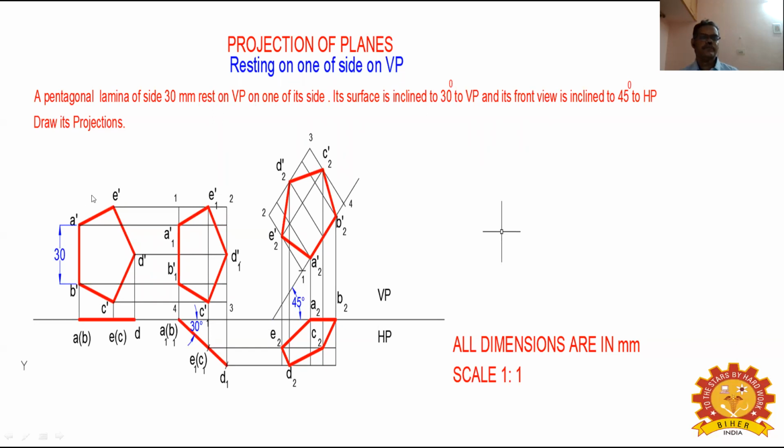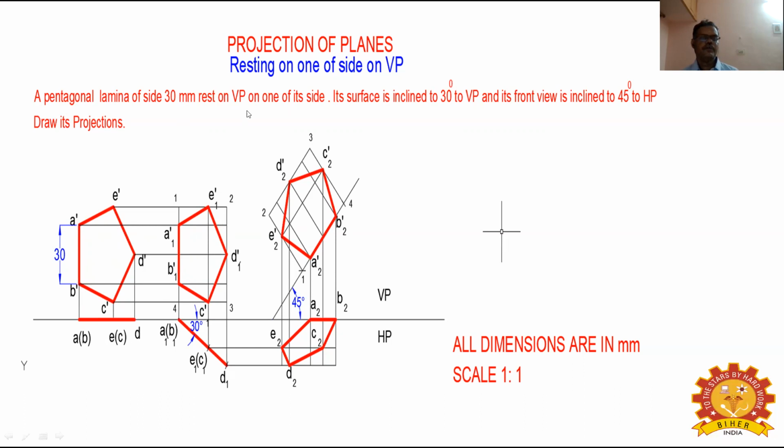Now, because it rests on VP, you have to draw the pentagon such that one of its sides is given. The side AB is resting on VP. So complete this pentagon shape. A dash, B dash, C dash, D dash, and E dash. Draw the pentagon, and you have to project the line to the XY line. Mark A of B, E of C, and D. Because when we look from the top, A, E, D are visible, whereas B, C are invisible.